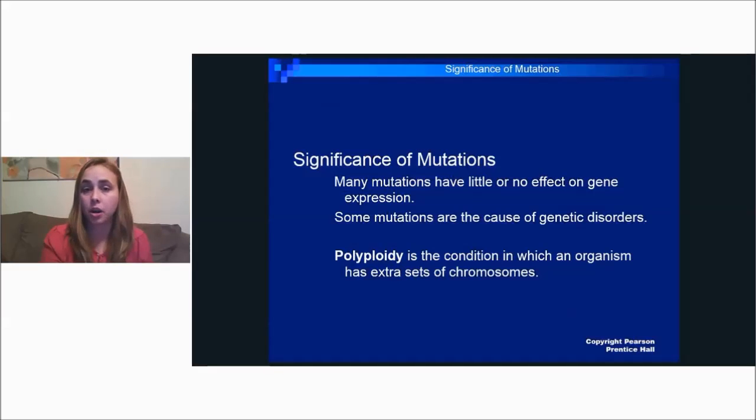Many mutations have little or no effect on gene expression. So some cause genetic disorders. And polyploidy is a condition in which an organism has an extra set of chromosomes. Down syndrome is the most well-known example of polyploidy. It's called trisomy 21, where you have 3 copies of chromosome number 21. And we'll talk more in depth about different examples of polyploidy and what they may mean in a later lecture.